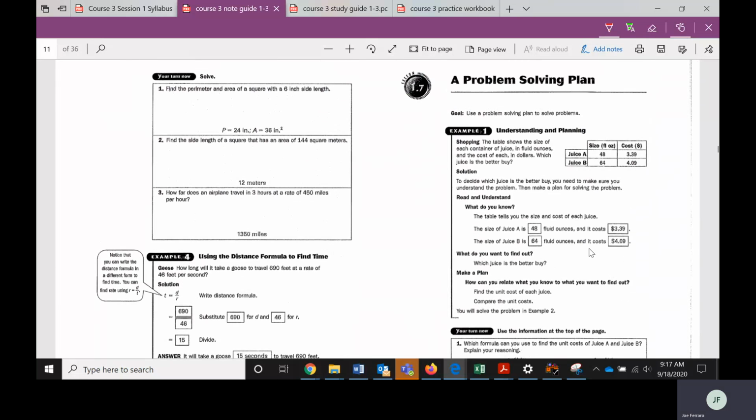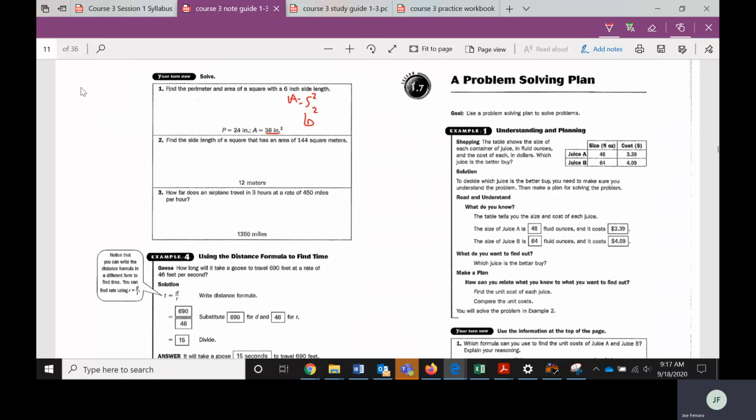Last page, let's look at a couple examples here. It says find the perimeter and area of a square with 6 inches side length. So they gave us the area formula. Because this is a square, they said area is s squared. So if it has a side length of 6, we go 6 squared, which is 6 times 6 is 36.